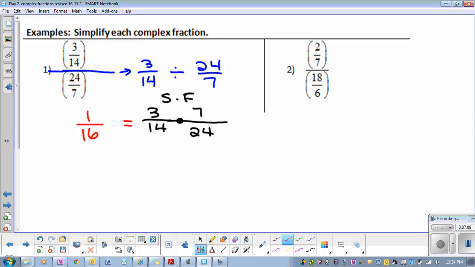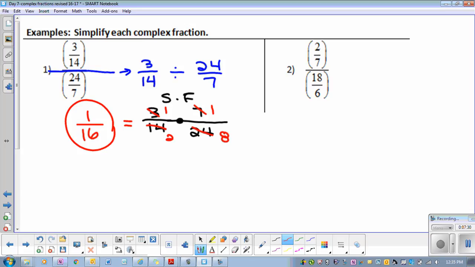Okay, and then simplify that. Yeah, you should have 1/16. So you can multiply everything straight across and then simplify, or, 3 into 24 is 8, 7 into 14 is 2, so 1 over 16. Another way to do it.